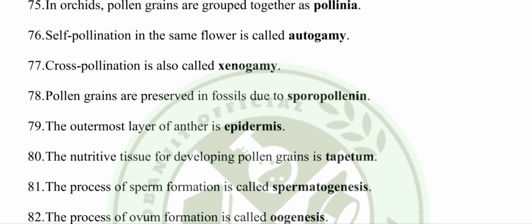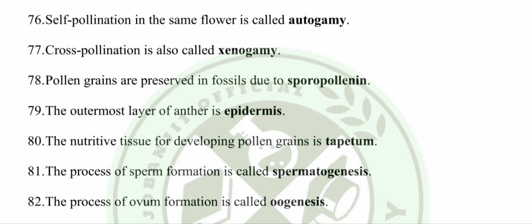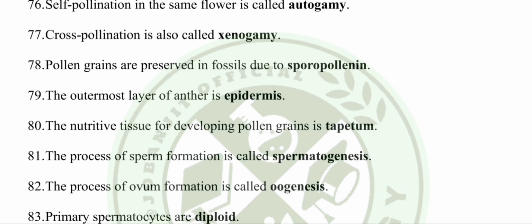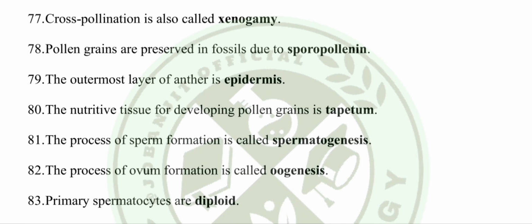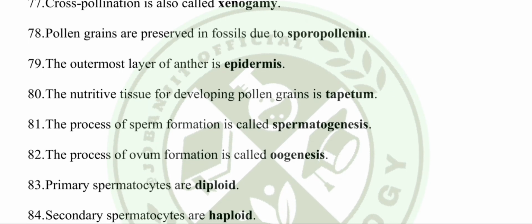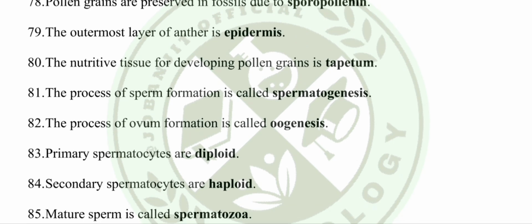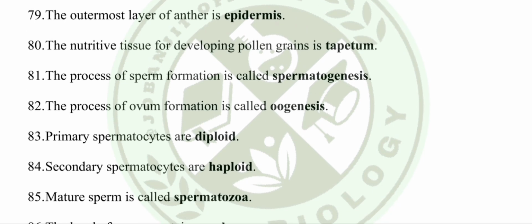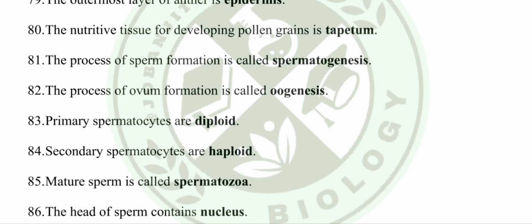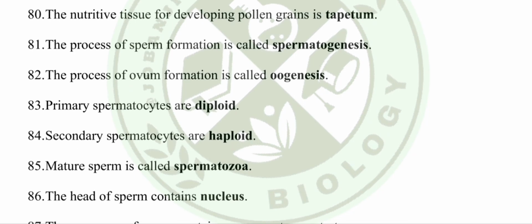76. Self-pollination in the same flower is called autogamy. 77. Cross-pollination is also called xenogamy. 78. Pollen grains are preserved in fossils due to sporopollenin. 79. The outermost layer of anther is epidermis.